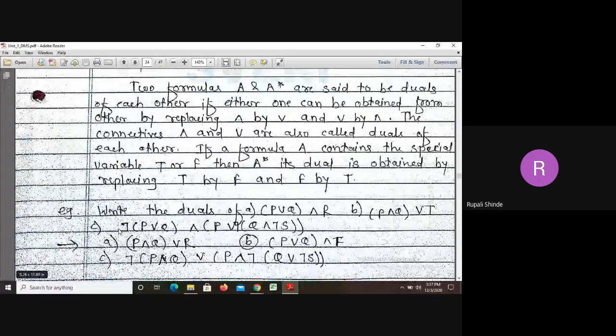Now check here. In this question they have given, write the duals of P or Q and R. So again its dual will be obtained by replacing or by and, and by or. So first of all we have to replace this or by and as P and Q, and this and should be replaced by or as or R. So dual of this first formula is P and Q or R.